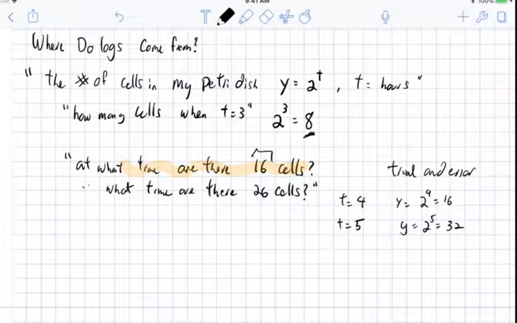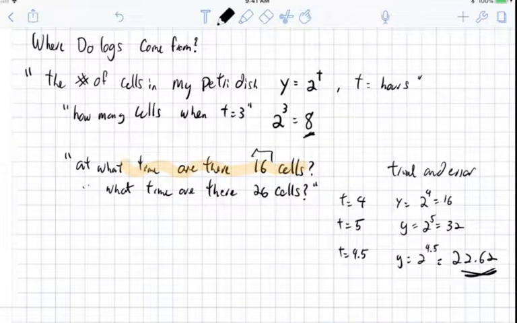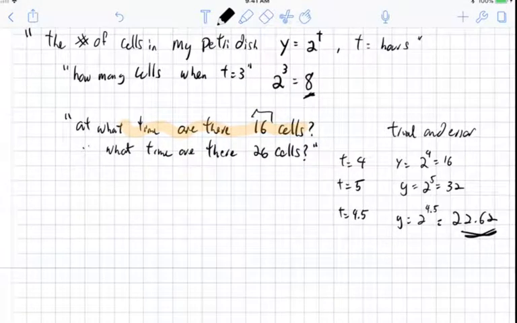That's too much. Then t is equal to 4.5. y is equal to 2 to the 4.5, and you get out your calculator, and you calculate that, and that's 22.62. That's too small. We want 26. So t is 4.7. y is equal to 2 to the power 4.7.